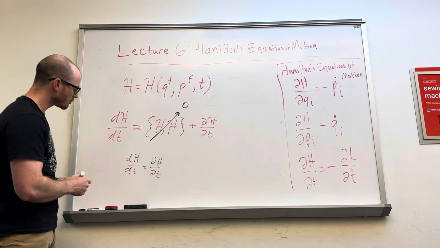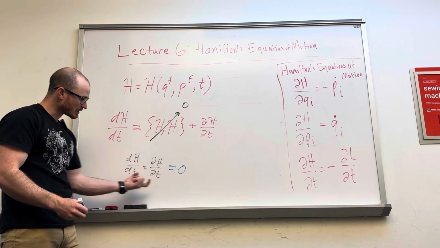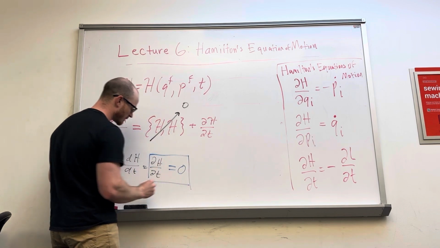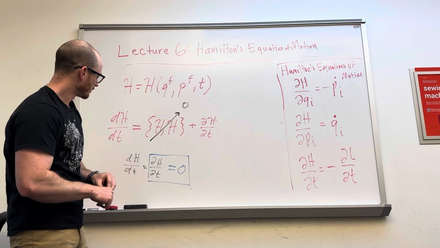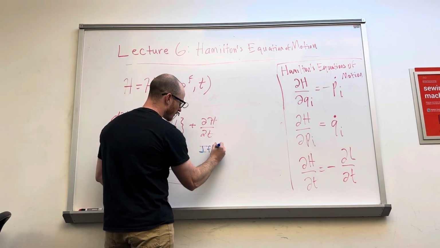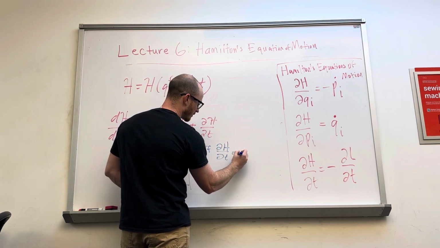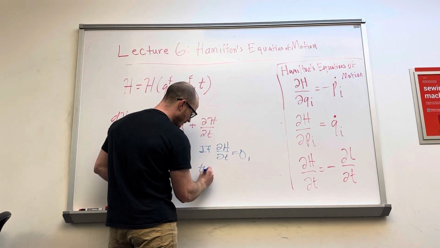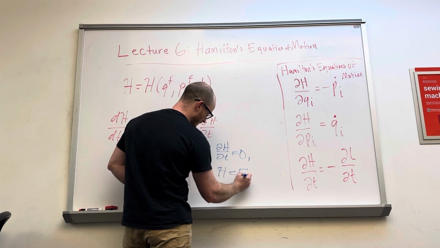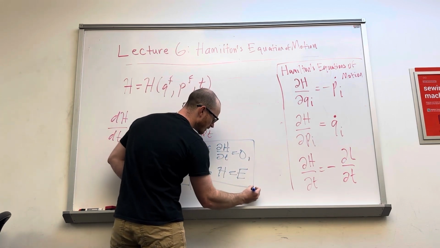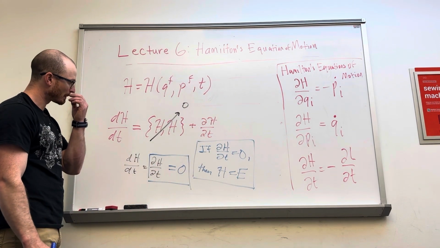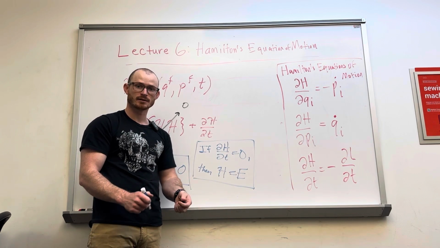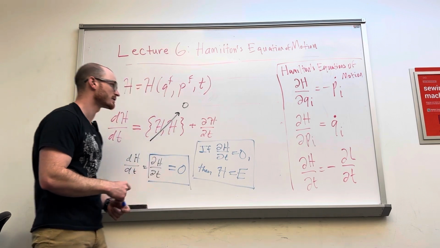Now, in order for this to be a constant of motion, it must equal 0. But if dH dt equals 0, since the Poisson bracket of H with itself is 0, that means partial H partial t must be equal to 0 for H to be a constant of motion. If partial H partial t is equal to 0, so the Hamiltonian is a constant of motion, then the Hamiltonian is equal to the energy of the system. So the Hamiltonian is describing the energy. If partial H partial t is not 0, then the Hamiltonian is not the energy in this way, or it's not conserving energy. It's not a constant of motion.